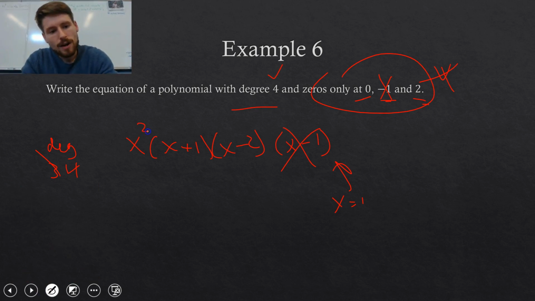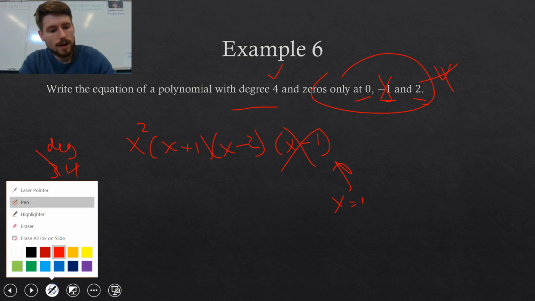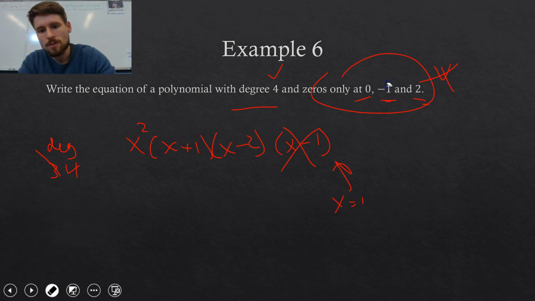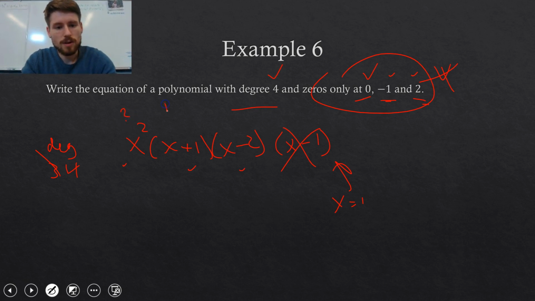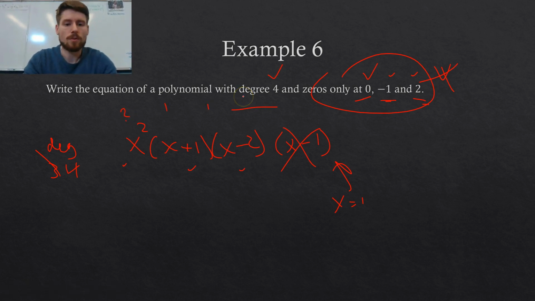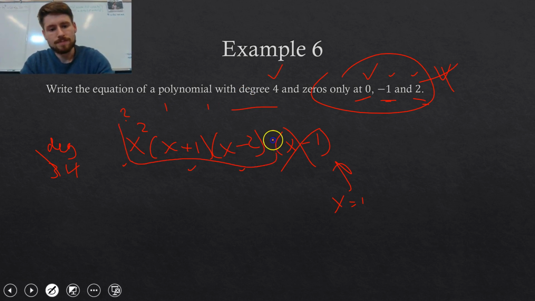Well, I could square any one of these factors. So if I squared x, that's going to get me x squared times x plus 1 times x minus 2. We've got 3 zeros: 0, negative 1, and 2, right? And my degree is 4 because we have x squared. So this is a degree 2, this is a degree 1, this is a degree 1, so we get a degree 4 polynomial. So this would work.